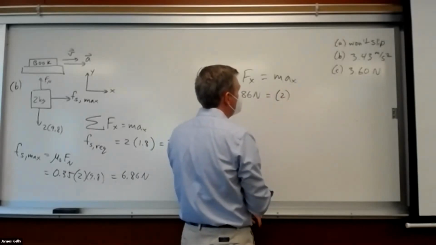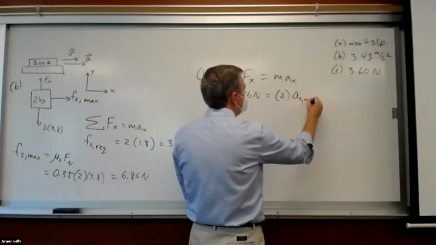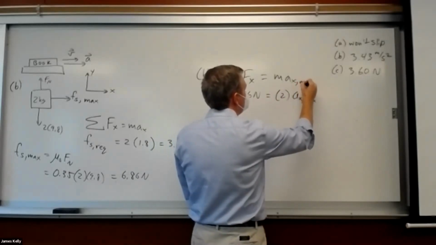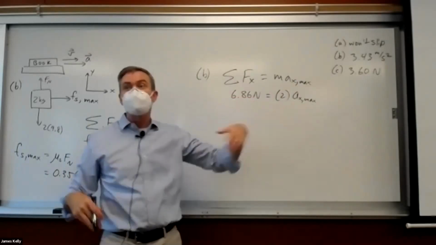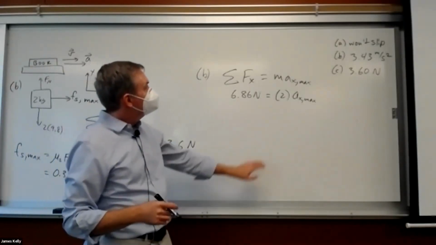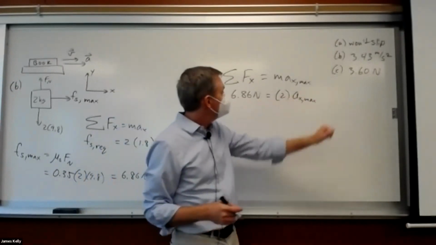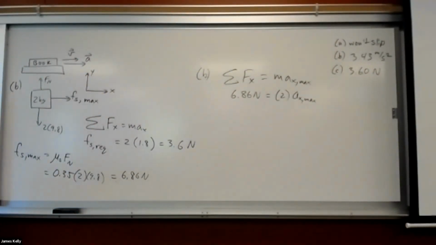That's equal to the mass of the thing in the free body diagram times whatever that maximum acceleration is. If we're putting in the maximum static friction force, then this is going to be the maximum acceleration we could accelerate with and have it just barely not slip. So when I divide that, 3.43 meters per second squared, that's B.